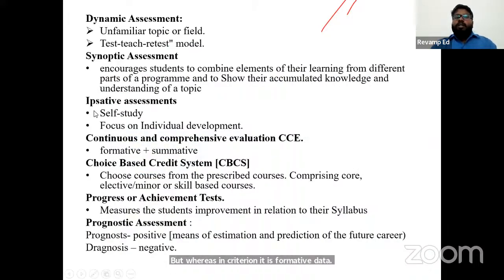There are a few other assessment systems as well. In recent days, the trend is that we are using CBCS, the choice based credit system.